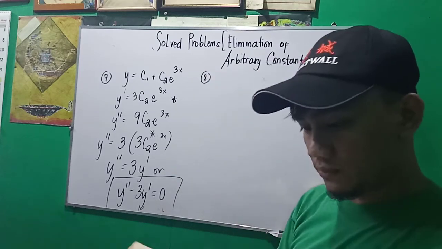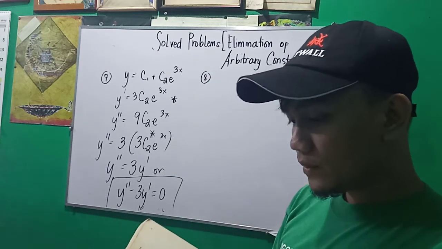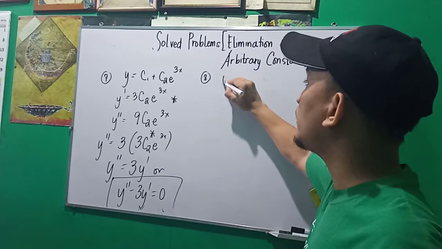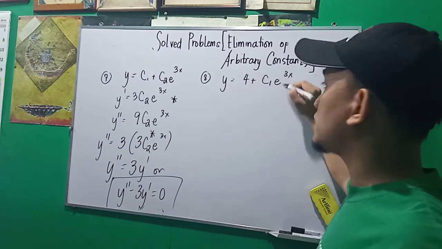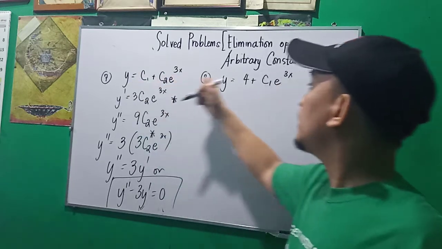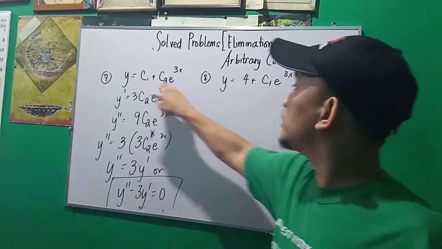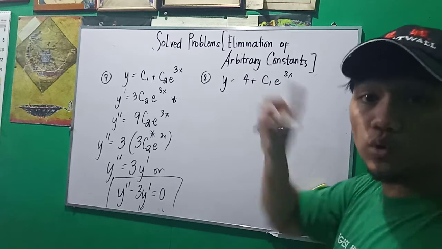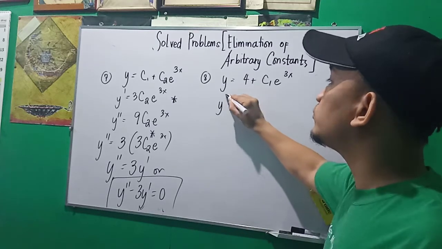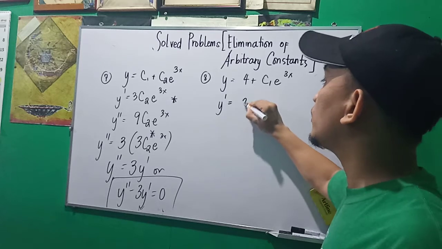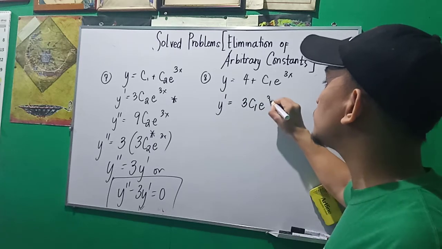Number 8. Y is equal to 4 plus C1 e raised to 3x. Kanina, constant lang siya isa. Dito, dalawa yung constant niya. Dito, isa lang yung constant. So, isang beses lang, di ba mga lodi? So, y prime is equal to 3 C1 e raised to 3x.